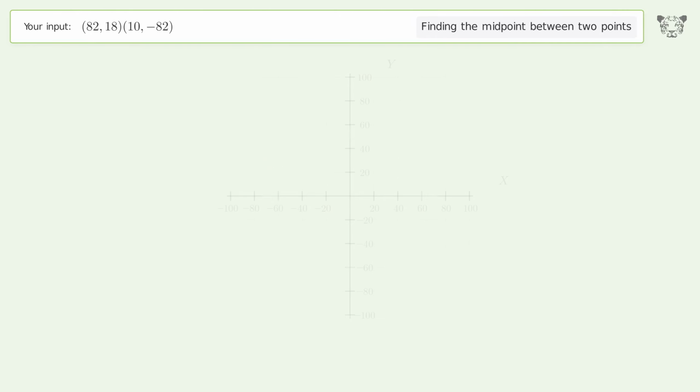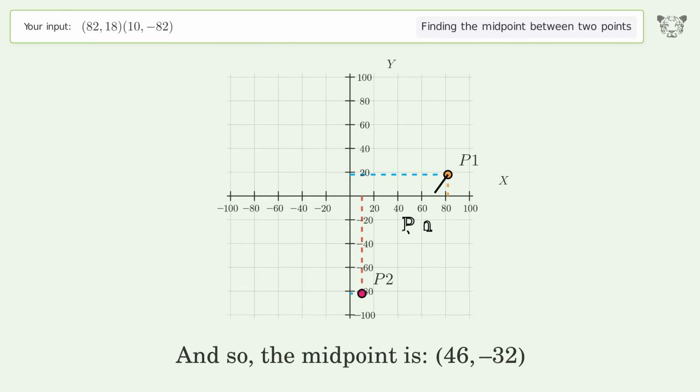And so, the midpoint is 46, negative 32.